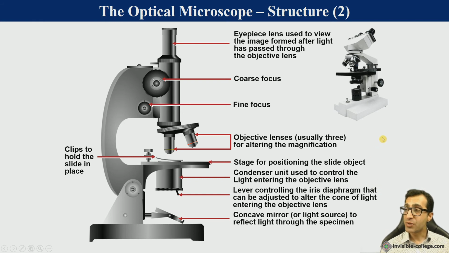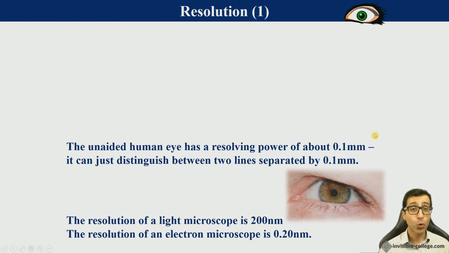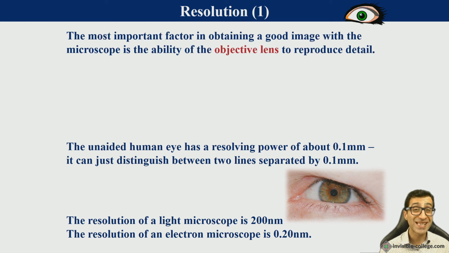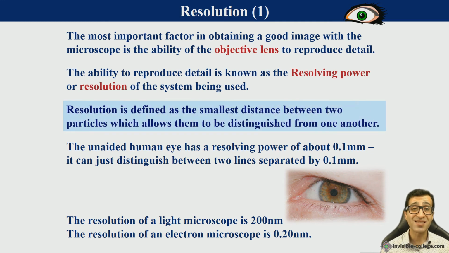So we need to define a very important term, resolution, here. The most important factor in obtaining a good image from the microscope is the ability of the objective lens to reproduce detail in the image. Now the ability to reproduce detail is known as the resolving power or the resolution of the microscope being used. The definition of resolution is that it is the smallest distance between two particles which allows them to be distinguished from one another in the image produced by the microscope.